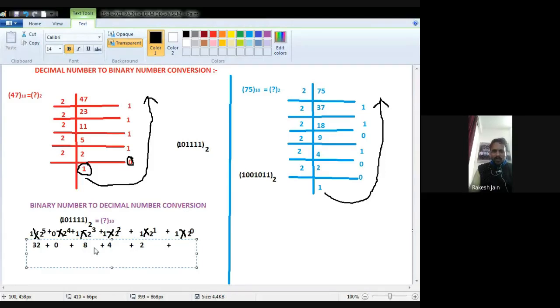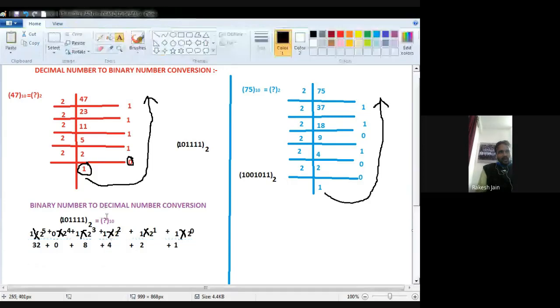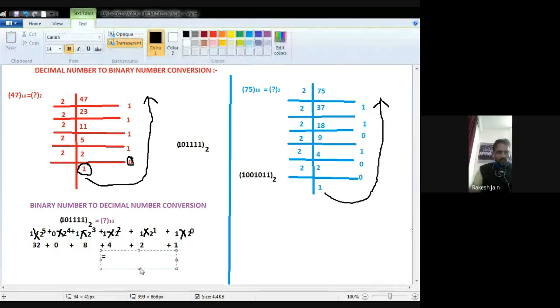Now always remember that any number having a power 0 is equal to 1. X power 0 means 1. Y power 0 means 1. 10 power 0, that is 1. So 1 multiplied by 2 raised to the power 0. 2 raised to the power 0 is 1. So 1 multiplied by 1 is 1. Now add these numbers: 32 plus 8 is 40, 40 plus 4 is 44, 44 plus 2 is 46, and 46 plus 1 is 47, and 47 is your answer as a decimal number.